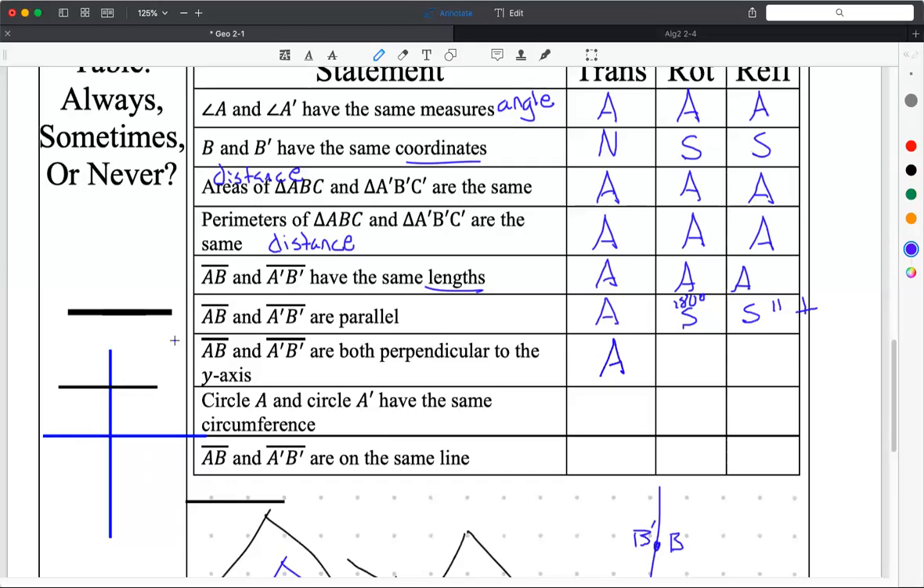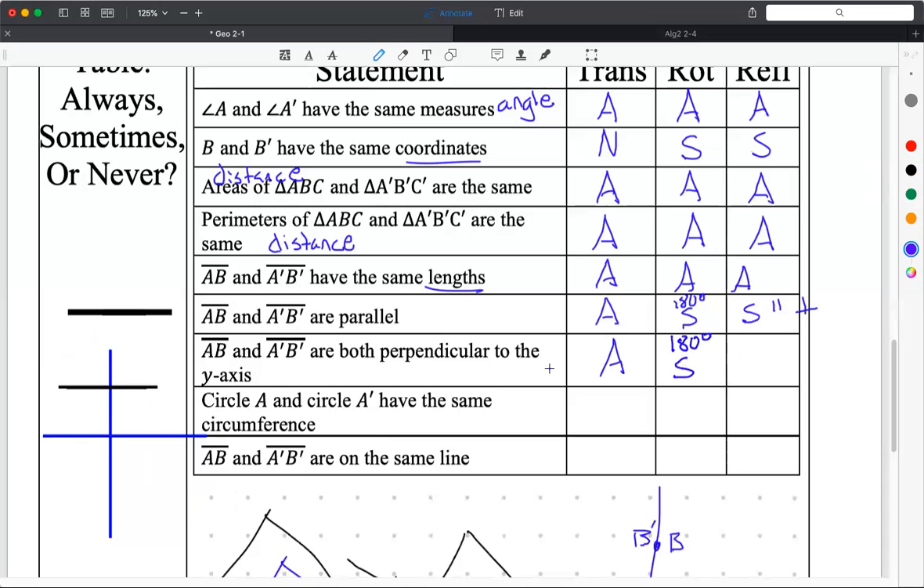What about with a rotation? So with a rotation, typically it's not going to be the case where this works. So if I drag this back to the original spot, if I rotate it, okay, it's no longer perpendicular. But again, if I rotate it by 180 degrees, bada bing, bada boom, it is exactly the same line basically. So yes, it is a sometimes. Sometimes yes, sometimes no. So again, we have to worry about that 180 degree rotation.